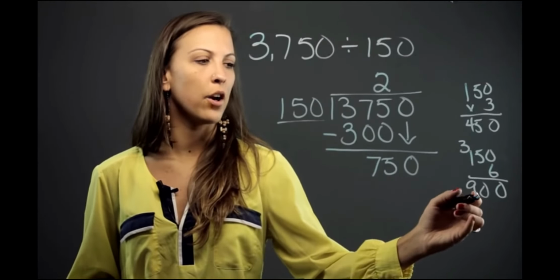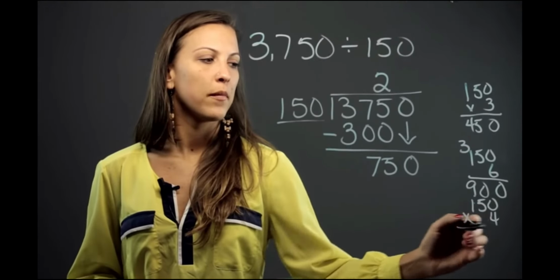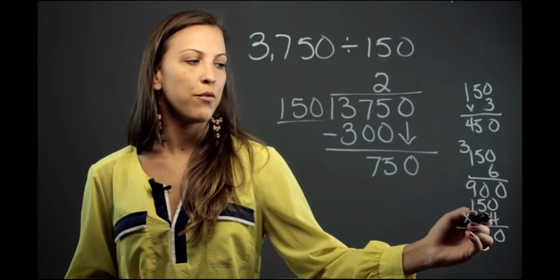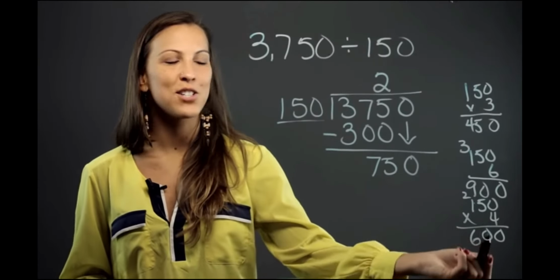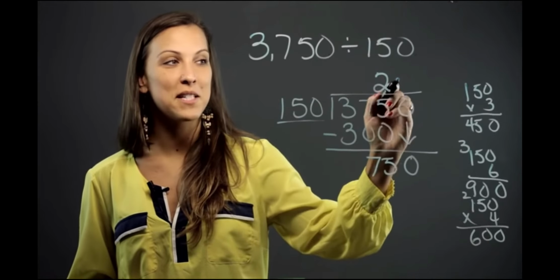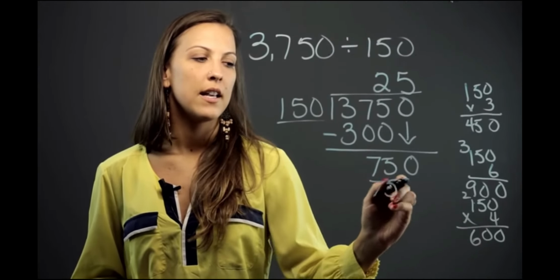So we're going to try a lot lower. We're going to try 150 times 4. 4 times 0 is 0. 4 times 5 is 20. We get 600. So that means that we actually should fall right between the two numbers that we tried, which is a 5. And when we do 5 times 150, you will indeed get 750.